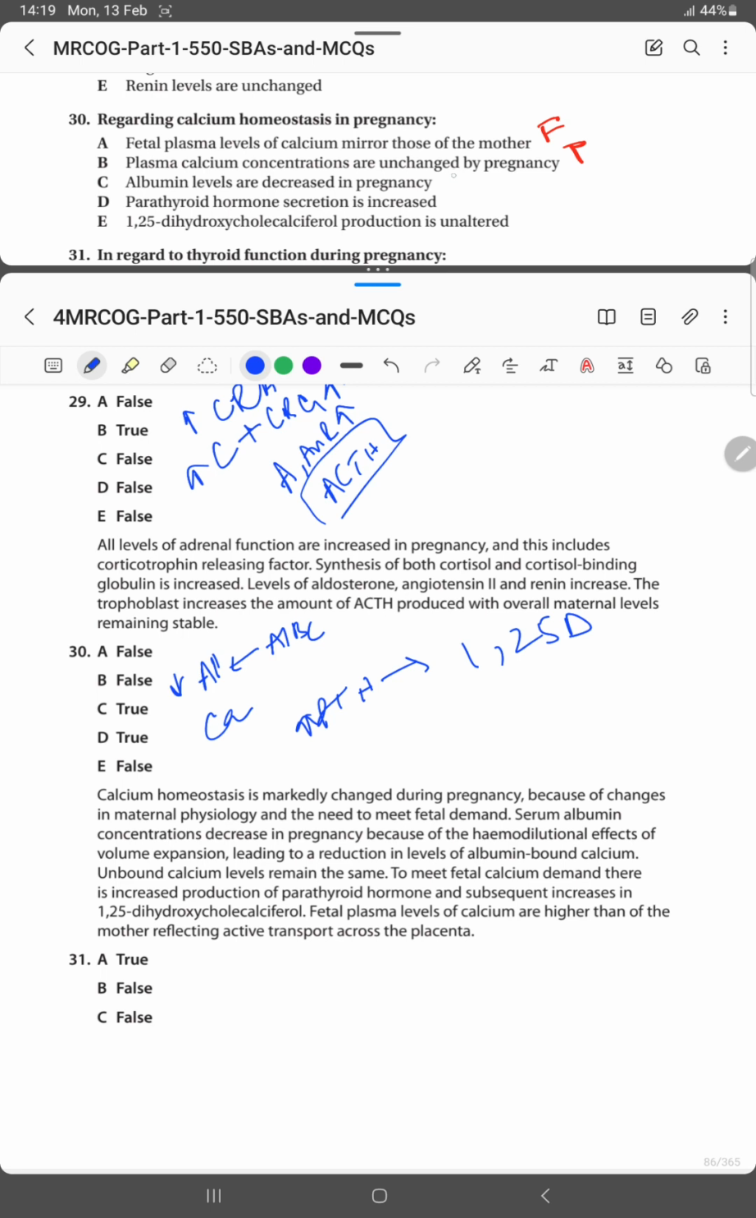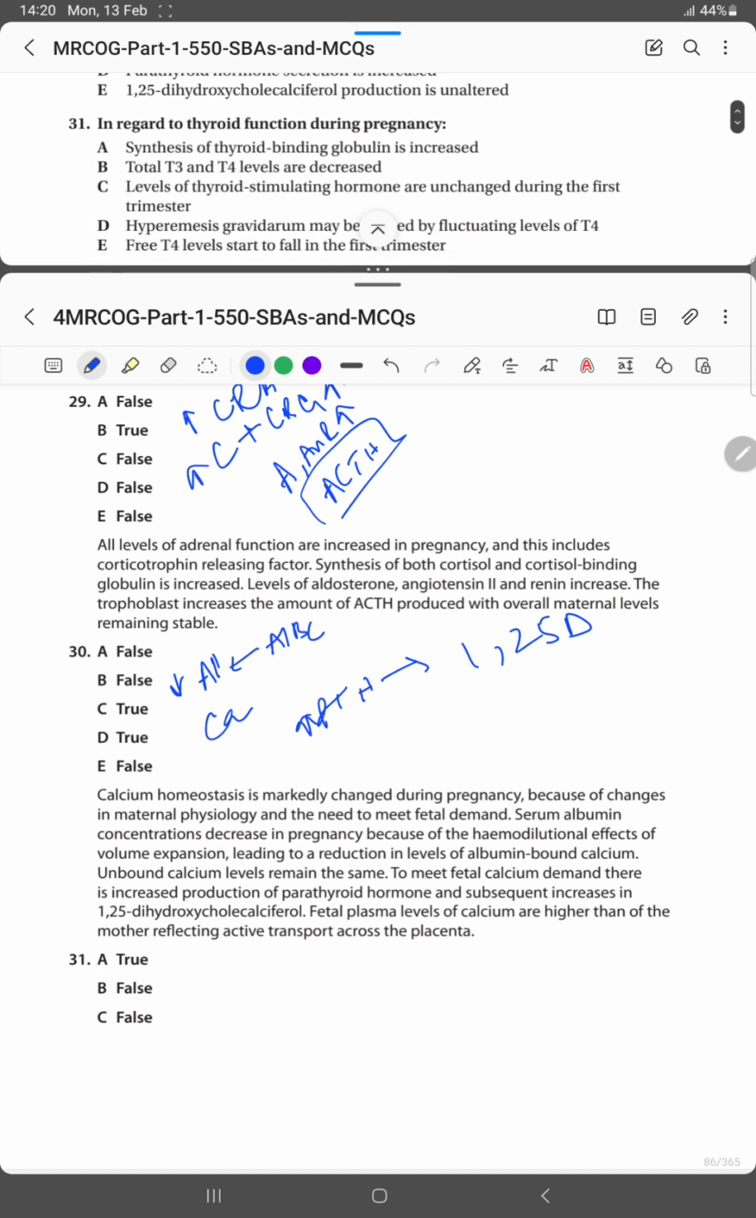Albumin levels are going to decrease in pregnancy. Overall albumin decreases because there is a hemodilutional effect, so that option is true. And then the parathyroid hormone secretion is increased. Yes, that is again true. And then 1,25 dihydroxycholecalciferol production is unaltered. No, that is false, because it is going to increase.